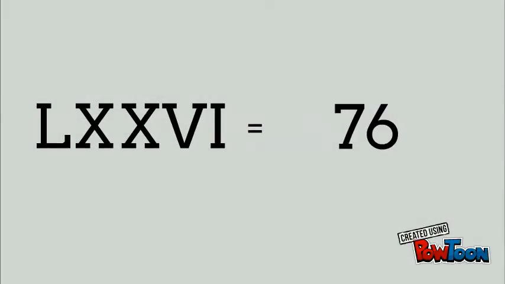LXXVI is an addition numeral. Since it descends as it goes from left to right, you just have to add the numbers. So since L equals 50, X equals 10, V equals 5, and I equals 1, you add 50 plus 20 plus 5 plus 1 to get 76.